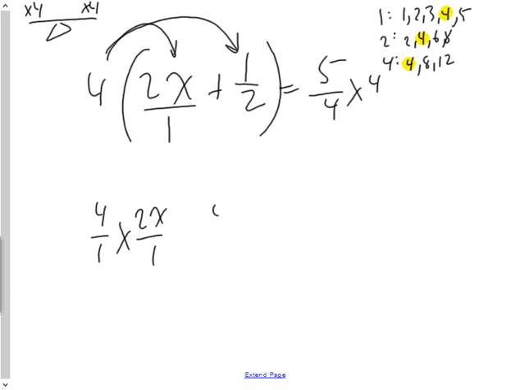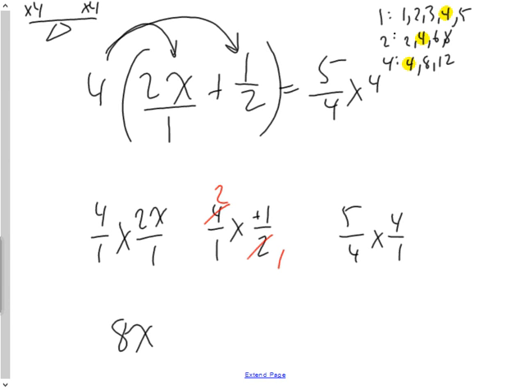Then I'm going to write that 4/1 multiplied by the positive 1/2. And then I'm going to write that 5/4 multiplied by that 4/1 as well. So all 3 terms are being multiplied by 4/1. This is going to give me 8x. So when I multiply this, it's just 8x/1, or just 8x. Here, I'm going to cross reduce, and I'm going to get a positive 2. And here, I'm going to end up with a 5. So when I multiply both sides by 4, I get this equation.